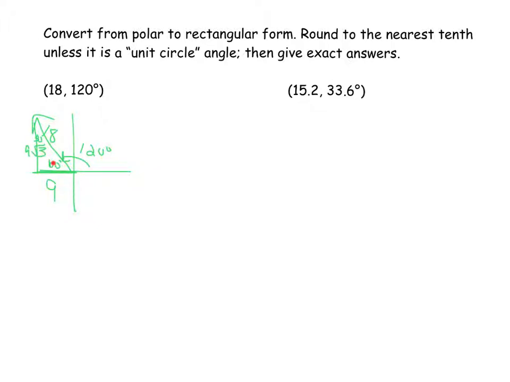So since it's a unit circle angle, you need to recognize your 30-60 triangle, 18, 9, 9 root 3. Now, the other important thing is this 9 is negative, right? Because we're going into the second quadrant, so the x-coordinate is negative. So my rectangular coordinates here are -9 and a positive 9 root 3. So I changed that polar form vector into a rectangular form.